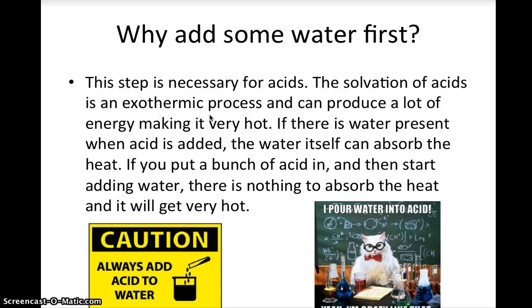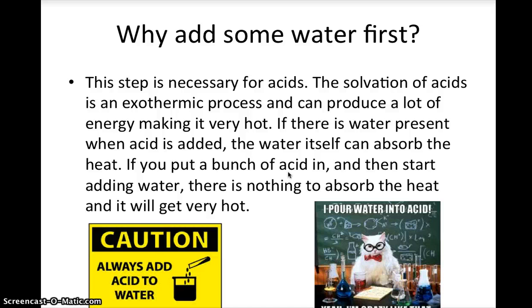So if you have water present when you add the acid, the water has a very high heat capacity, which means that it can absorb heat. And so if we have some water in there, that exothermic process doesn't release a lot of energy, you don't feel it in the heat because the water can absorb that energy. But if you put a whole bunch of acid in the volumetric flask and then start adding water, and you didn't have water in there to begin with, every time you add a drop of water, it's going to give off energy, but then there isn't any other water to absorb it. So it's going to get very hot.